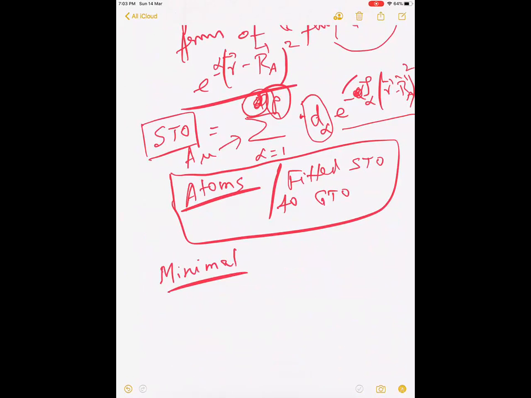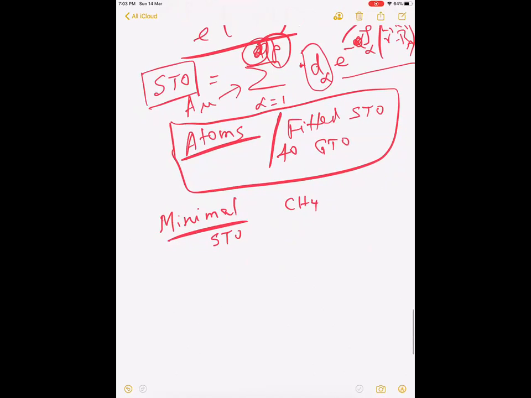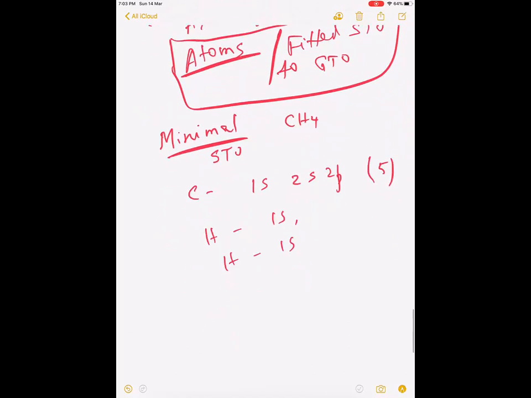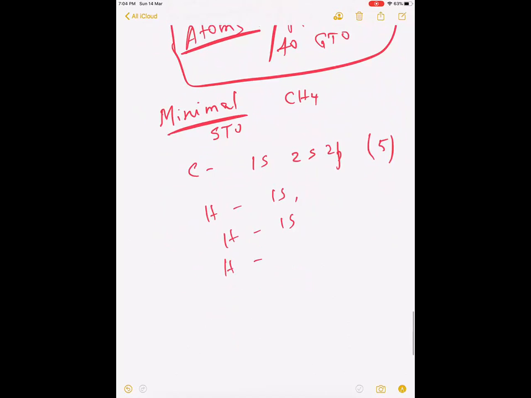If you go back to minimal basis, how many STOs did I have? I again take the example of methane, my favorite molecule. For carbon I have 1s, 2s, 2p. This is a minimal basis, remember, so I don't have double zeta or triple zeta. For hydrogen, I have 1s, 1s, 1s, 1s. This is what I started with. These are the 9 orbitals.